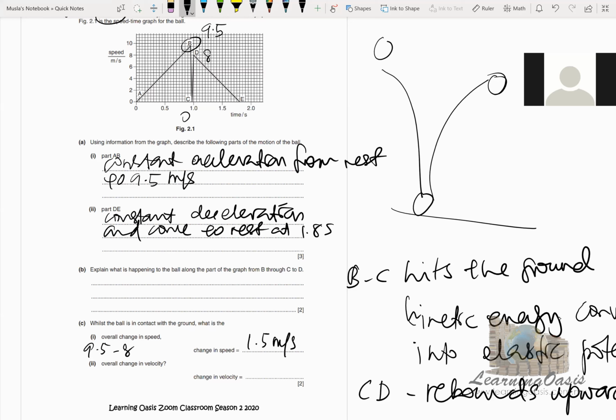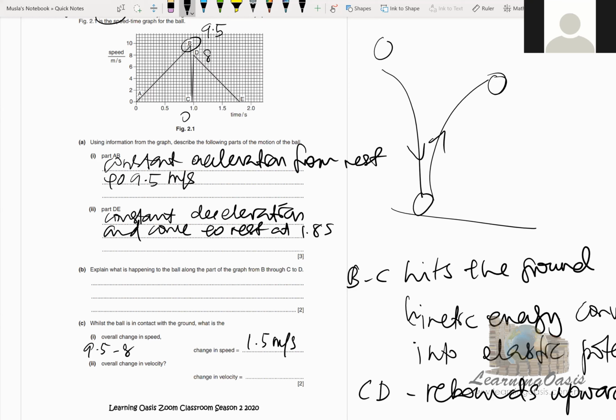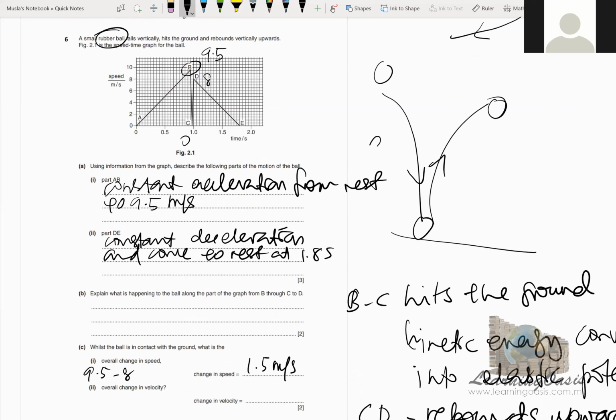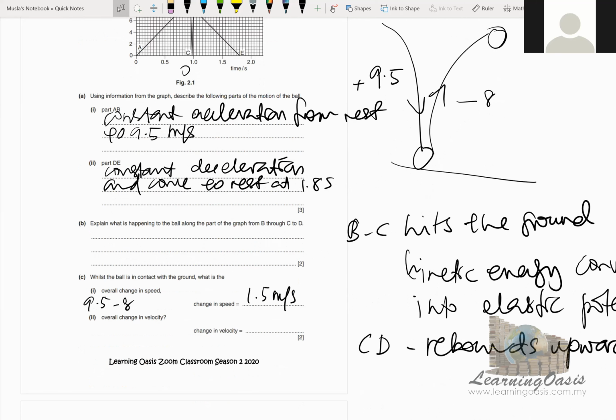But what is the overall change in velocity? Remember, it falls down and then it goes up. And remember, what's the difference between velocity and speed? Velocity is speed in a direction. So what's your answer, Balkis? Negative 1.5. Remember, just now, when it turns back, when opposite direction, you have to put negative. So initially, it's 9.5, right? Now it goes in the opposite direction, which is negative 8. Now, what is the change in velocity? It should be 9.5 minus negative 8.